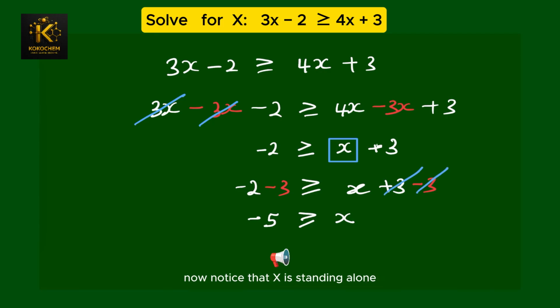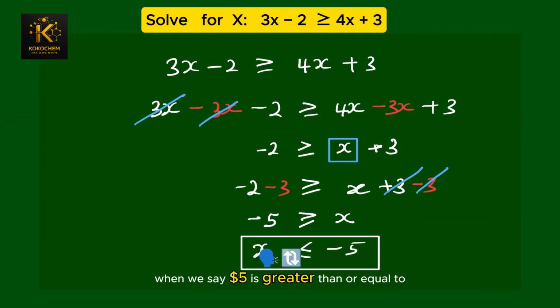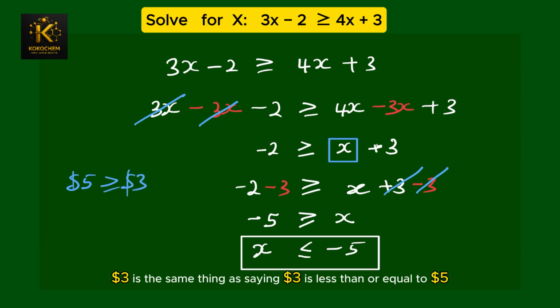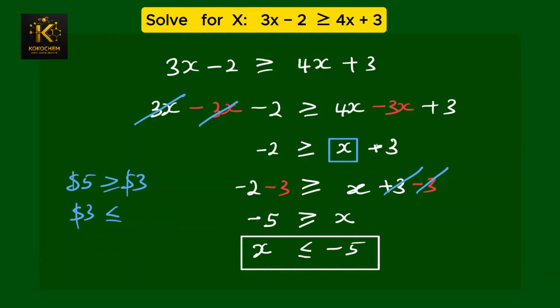Now, notice that x is standing alone. Minus 5 is greater than or equal to x can be rewritten in the normal way where we write x first. So it will be x is less than or equal to minus 5. Don't let this confuse you, okay? When we say 5 is greater than or equal to 3, it's the same thing as saying 3 is less than or equal to 5, okay? It's just different ways of writing the same thing.